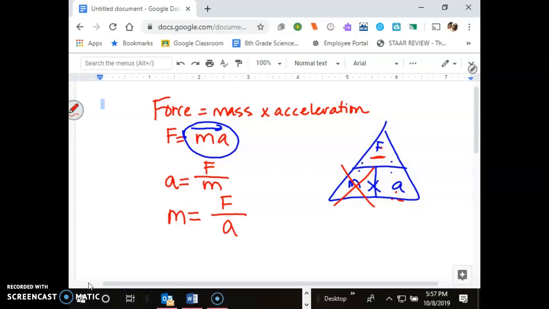So always make sure that you use your triangle, because there will be times where you have to solve for force. If we're solving for force, you should have a unit of measurement of N. If we're solving for acceleration, you should have a unit of measurement of meters per second squared. And if we're solving for mass, it's going to be either kilograms or grams.